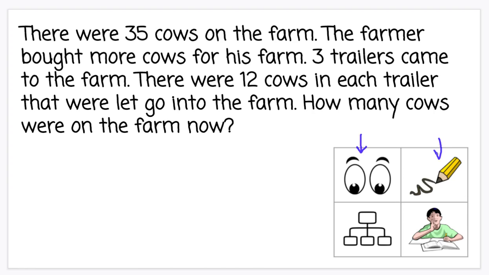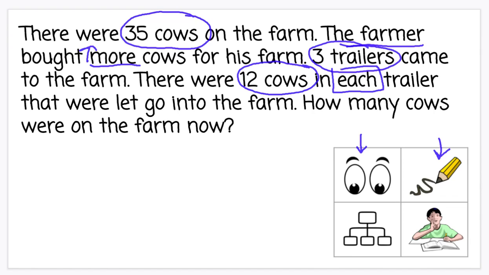All right, now I'm going to circle important information. So I know that there are 35 cows on the farm already, and a farmer is buying more cows. This word, more, will tell me that my answer is probably going to be higher. I know that 3 trailers came to the farm, and there were 12 cows in each, there's that word again, trailer that were let go into the farm. So I know that each is usually going to tell me to multiply or divide. Now I need to underline my question. How many cows were on the farm now? All right, I have underlined and circled important information.